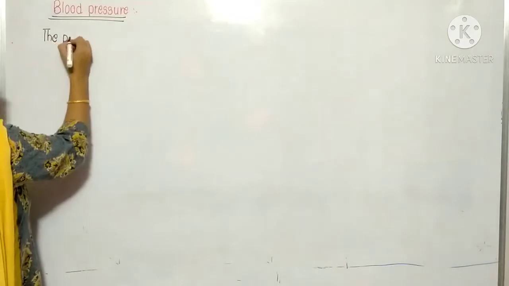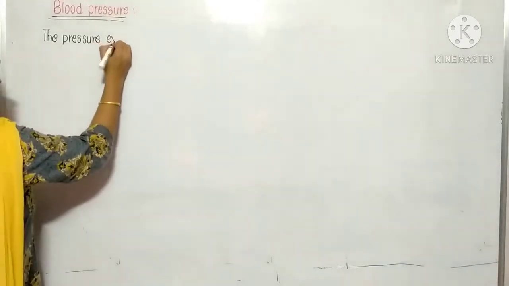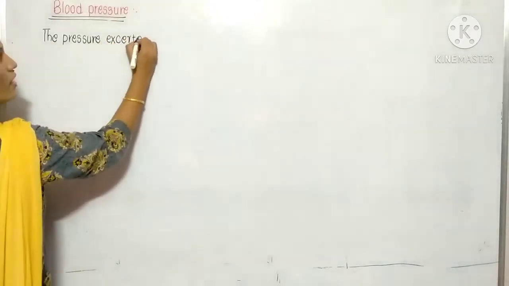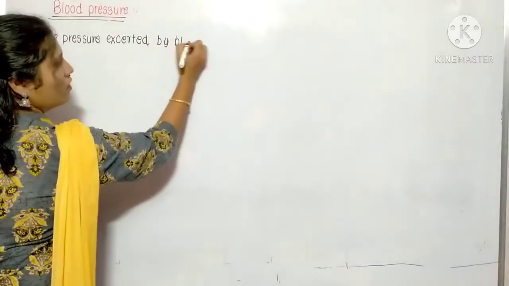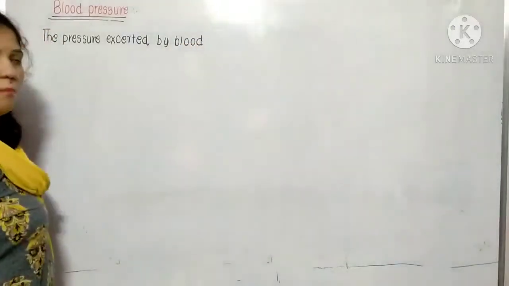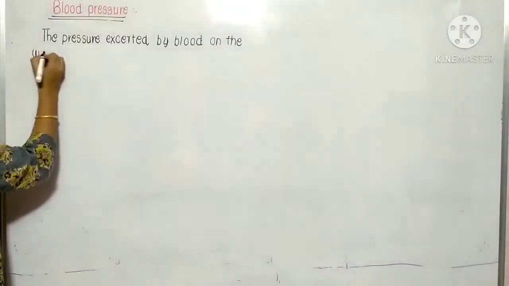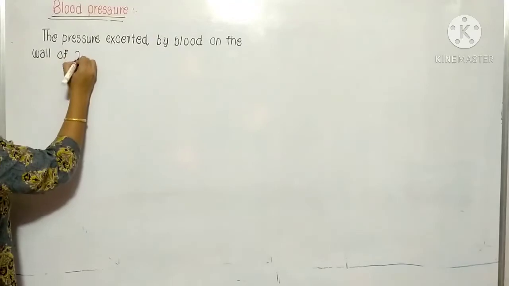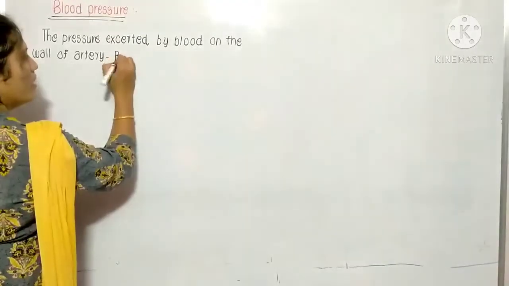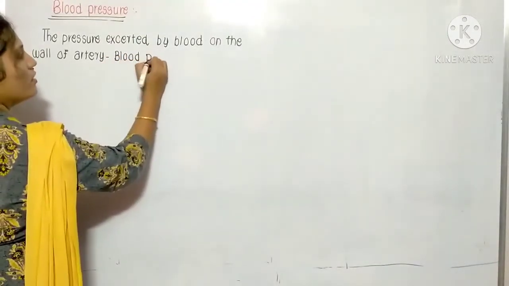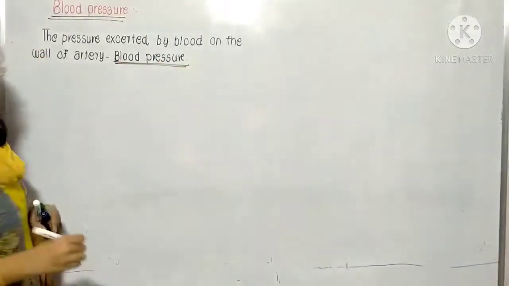The pressure exerted by blood. The pressure which is exerted by blood on the wall of artery is known as blood pressure. See, this definition is very easy. Always see that this blood pressure is identified on arteries only.